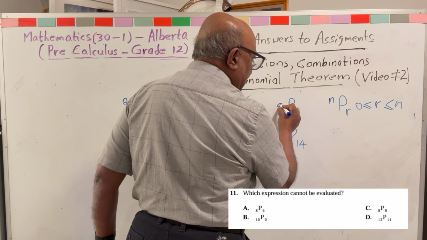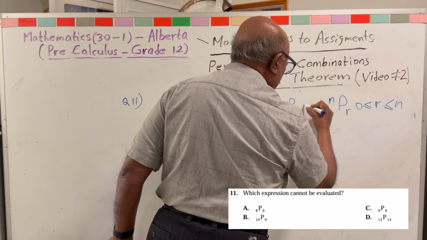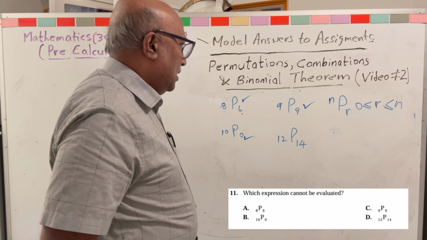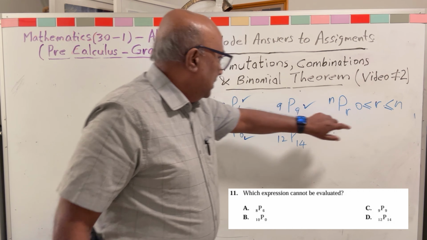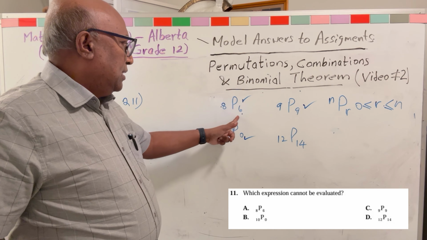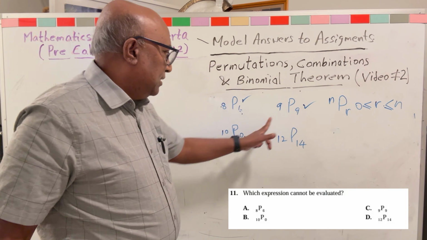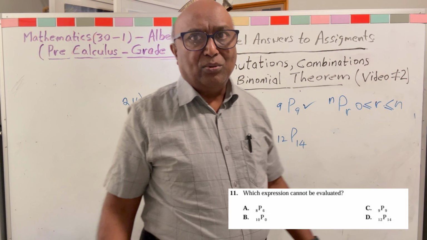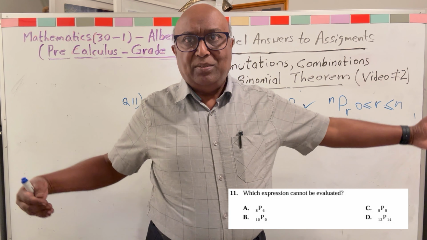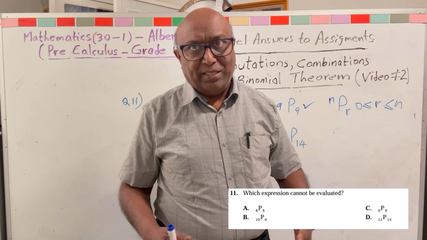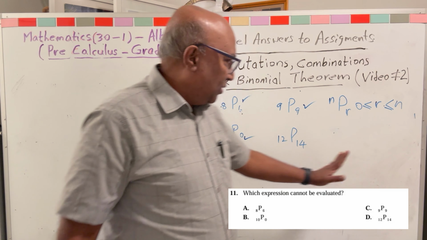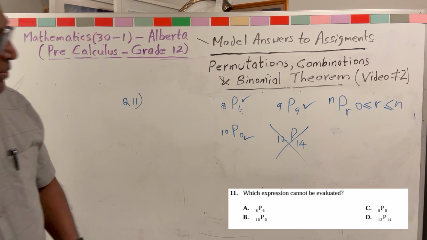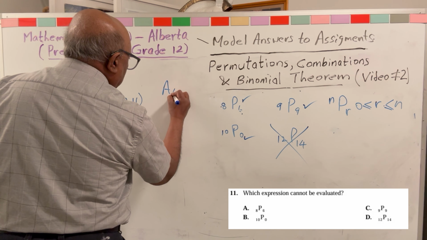This is also right because r can be equal to n. This is also right, r can be equal to 0. Actually, r satisfies all these conditions in these three situations. This one, 8, 6, is right, this can be evaluated. This is not, because r is higher than n. We cannot select more than the available number. We cannot select objects out of the available number. This is wrong. Only this cannot be evaluated. That means the answer is number D.